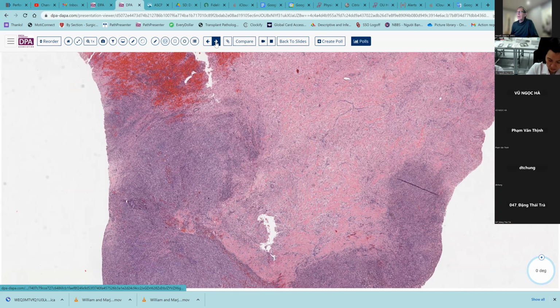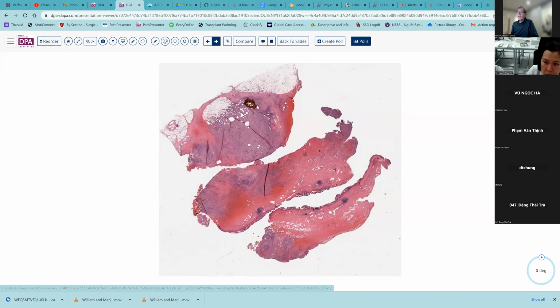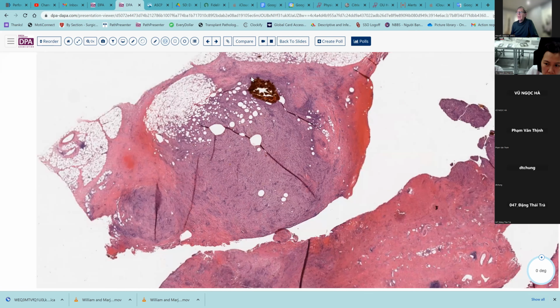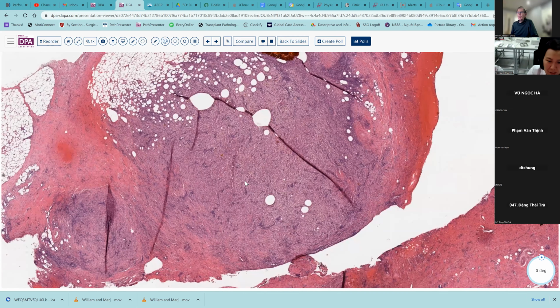And we'll go on to the next case, which is also the same process, a different slide. And here you can see fragments of a gallstone with fat necrosis and this very dense inflammatory reaction.